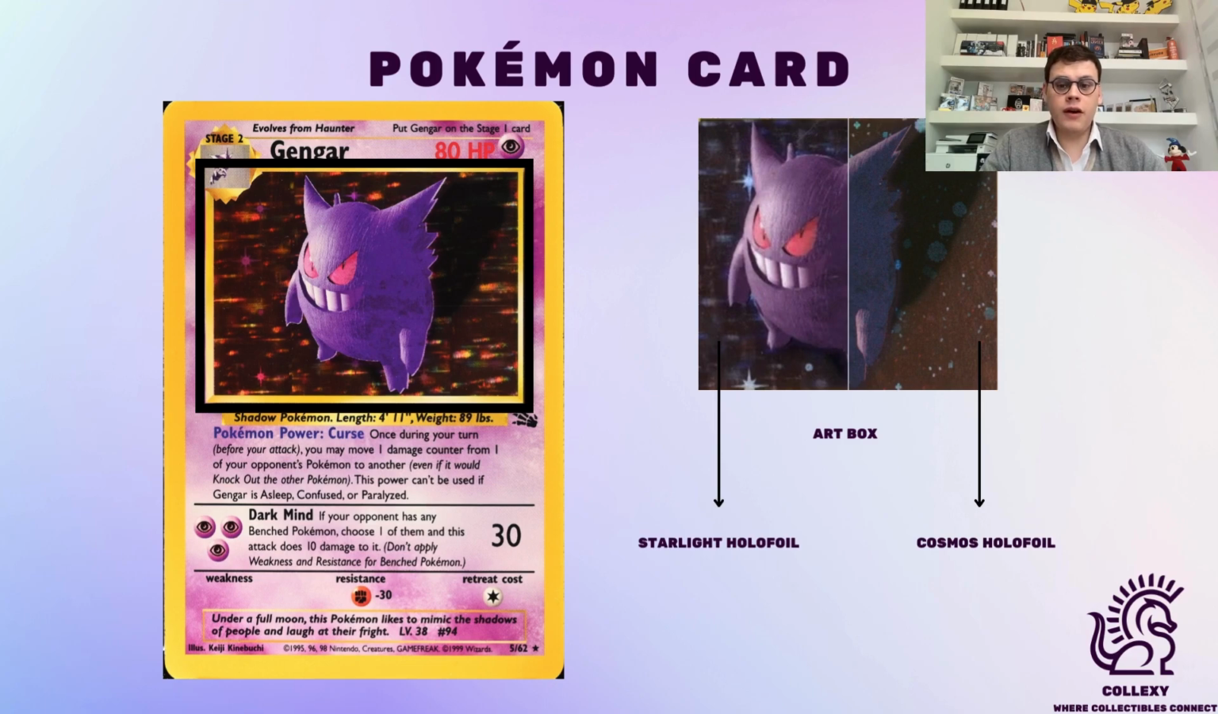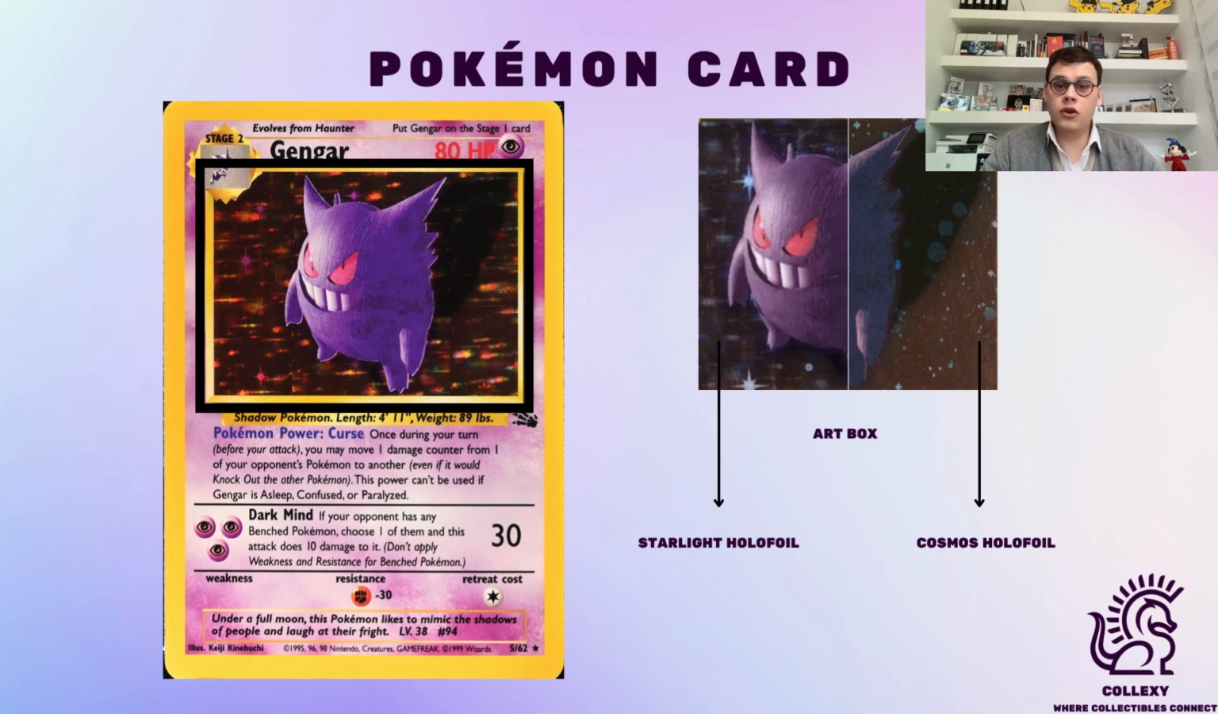So now we'll take a look at the art box. That's where the Pokemon that is featured on the card is displayed. For the holo rares, we can see that there were two different kinds of holofoil patterns. We have the Starlight holofoil and we have the Cosmos holofoil. So the Starlight Holofoil was only used for English variants, even though there is also a Cosmos variant for the Holo Rares, which we'll discuss later.